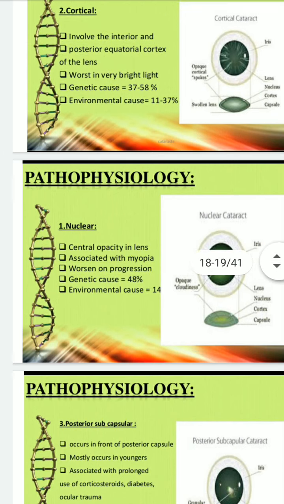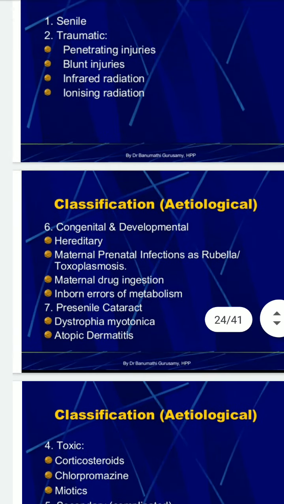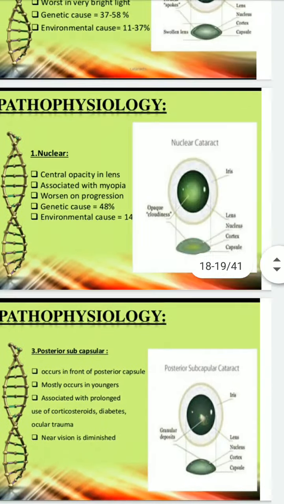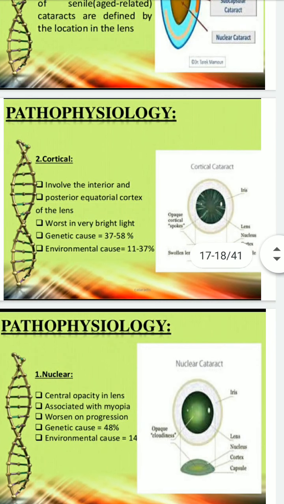Then the second one is the cortical cataract. Cortical cataract means the opacification occurs in the cortex of the lens. It involves the anterior, posterior, or equatorial cortex of the lens. A cataract in the equator or periphery of the cortex does not interfere with the passage of light through the center of the lens and has little effect on vision.